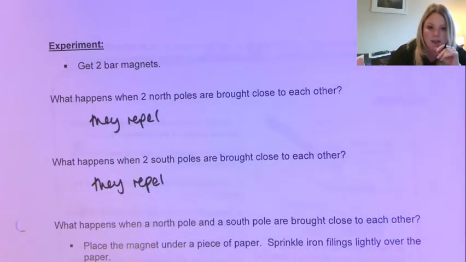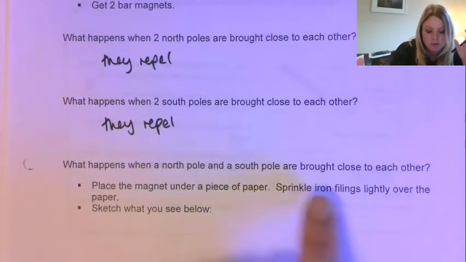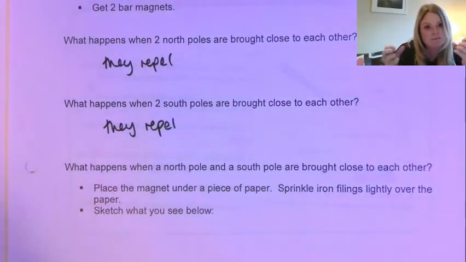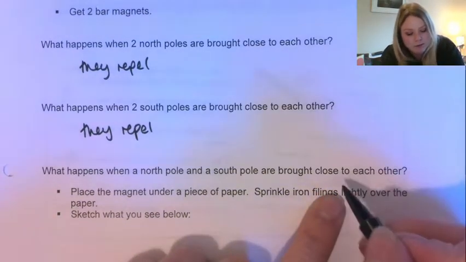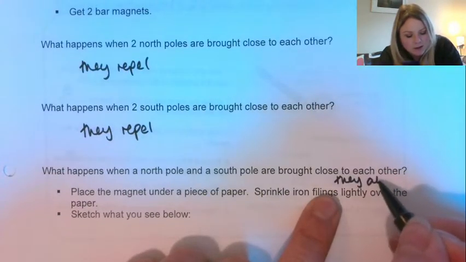If we bring a north and a south pole close together, then they're going to jump together or stick together. So they attract. Look, there's not even enough room for you to write that in. They attract.